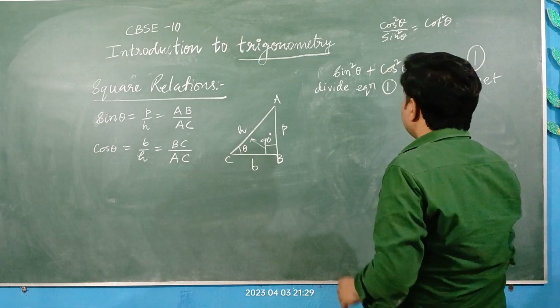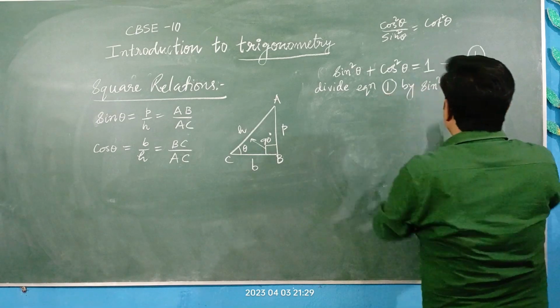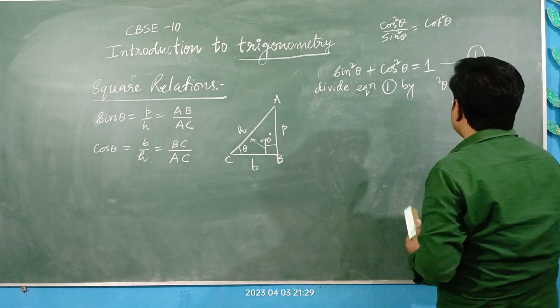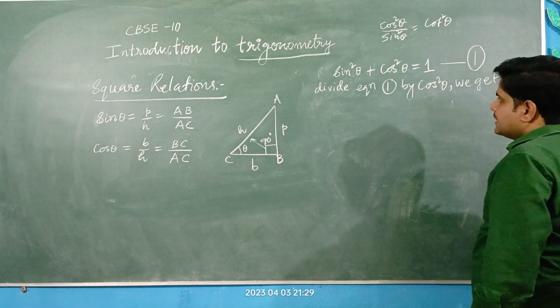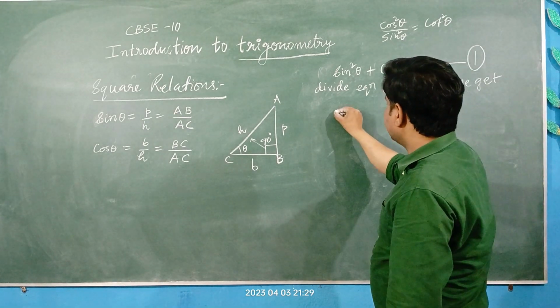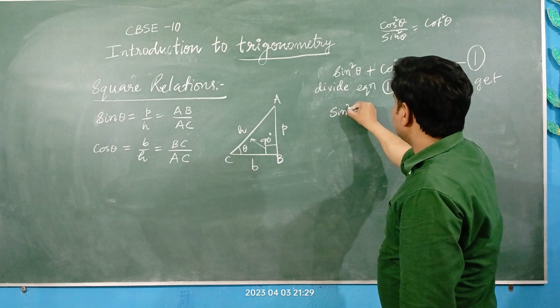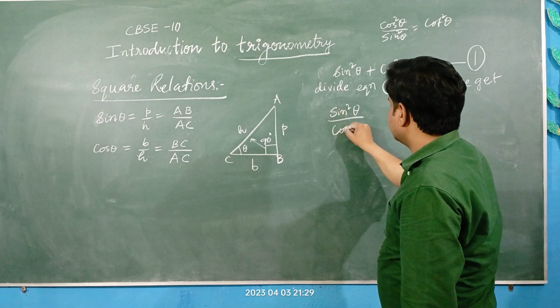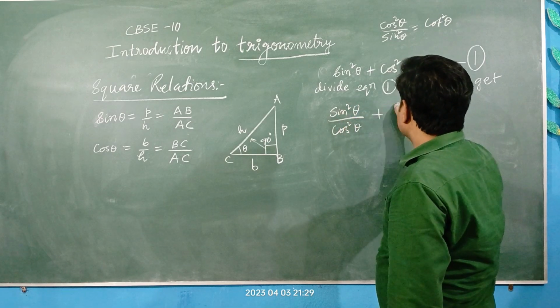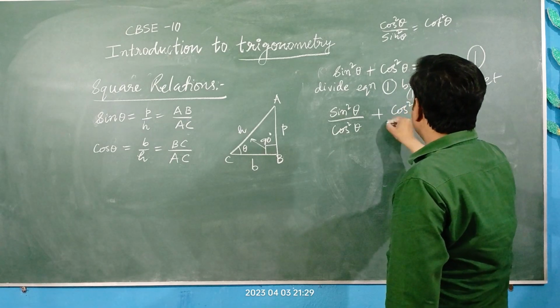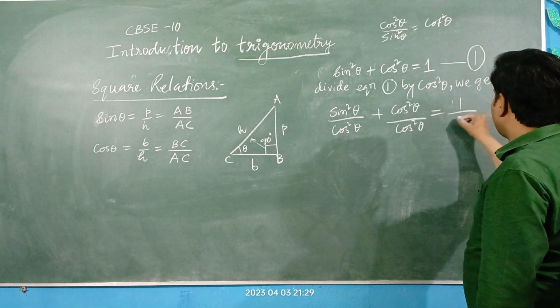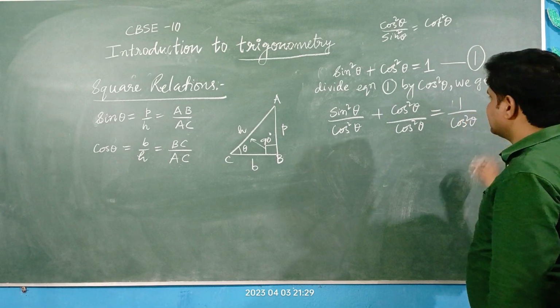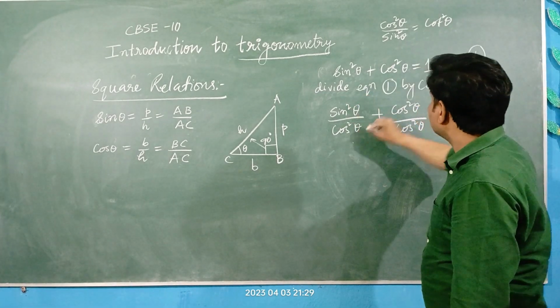Now divide equation 1 by not sine, let's divide by cos squared. If I divide by cos squared theta, what do I get? I get sine squared theta upon cos squared theta plus cos squared theta upon cos squared theta is 1 upon cos squared theta. Now you get sine upon cos.